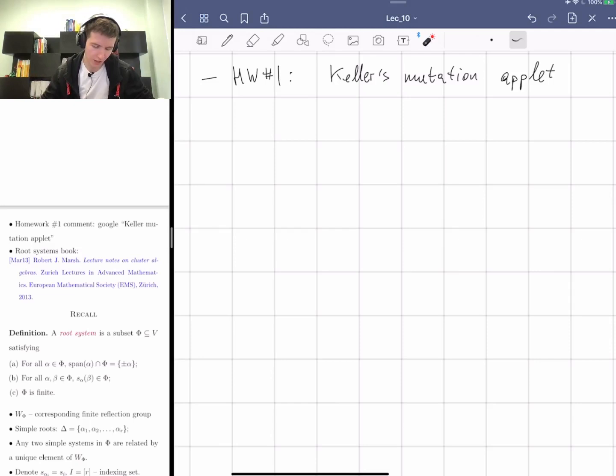Another thing I want to mention is that there is this book by Robert Marsh, which I'm going to be following for the root systems, because there are no root systems in our main book by Fomin, Williams and Zelevinsky. I have purchased an actual book, but if you need to take a look at the electronic version, let me know.